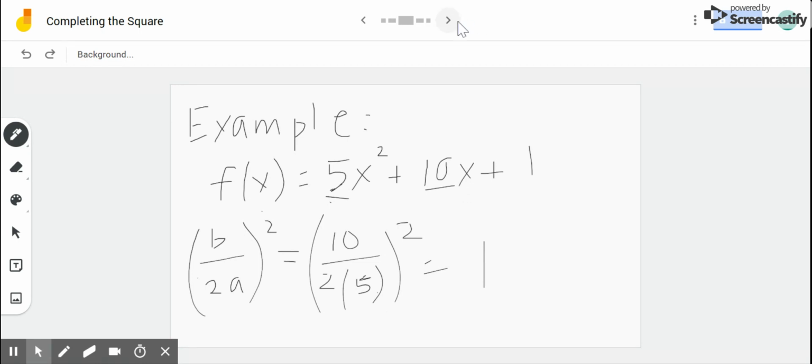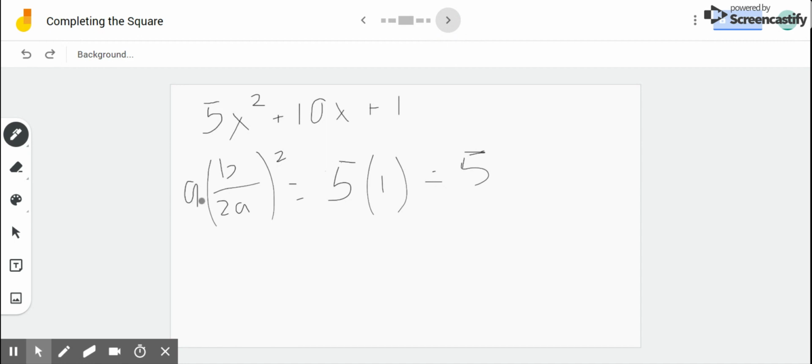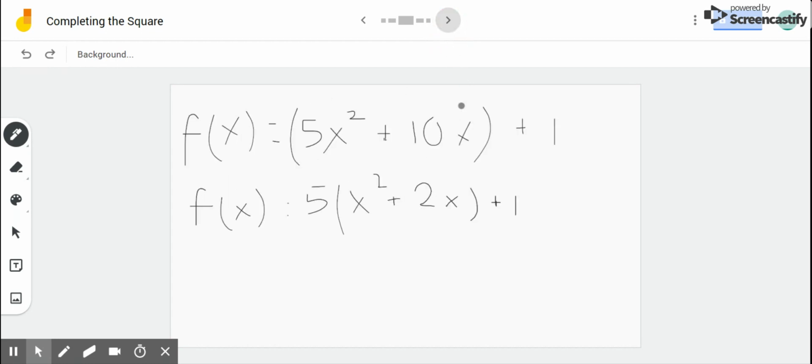And now you want to move on to the next step, and that is using the formula a times the quantity of b over 2a squared. We already know what b over 2a squared is, so all you have to do is multiply by a, and that is 5 in this problem. So it'd be 5 times 1, and that is 5. Now we already have our numbers, and you want to start putting it all together.